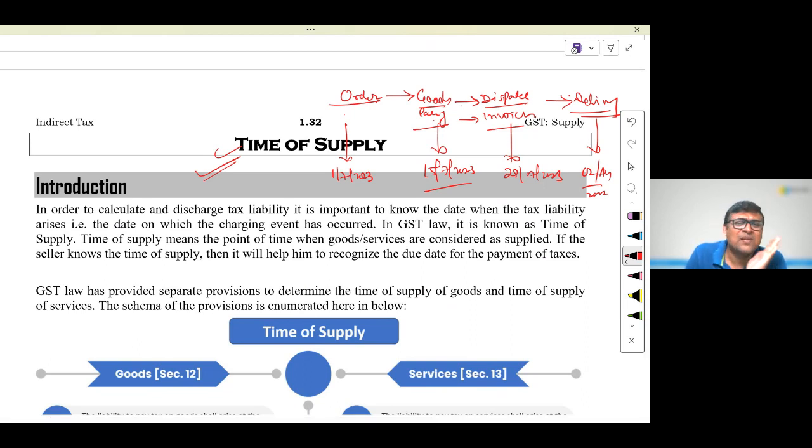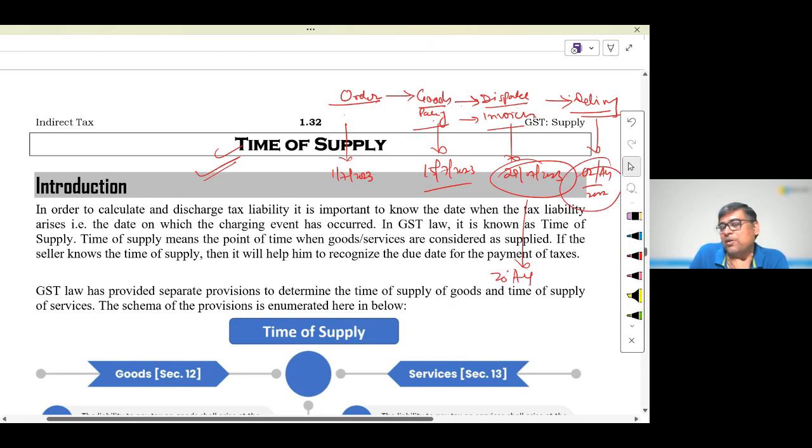So what happens? We are supposed to pay tax. It hardly matters, but it is material. If we consider this one as the date of supply, then you are supposed to clear your liability by August 20. If we consider this as the point of time of supply, in that situation, you are supposed to pay your tax liability to the government by 20th September. Ideally, you are supposed to pay tax by the 20th of the next month.